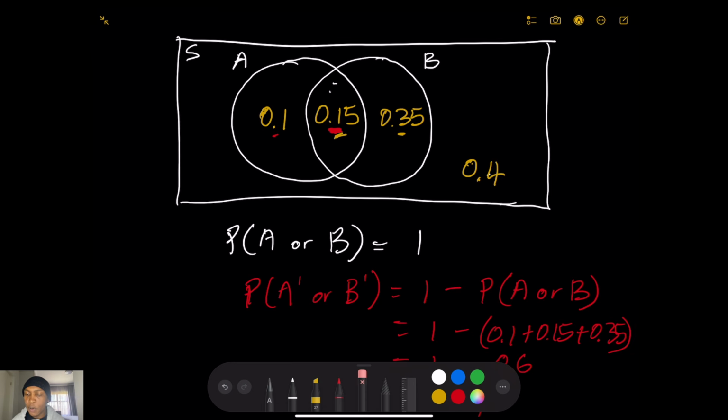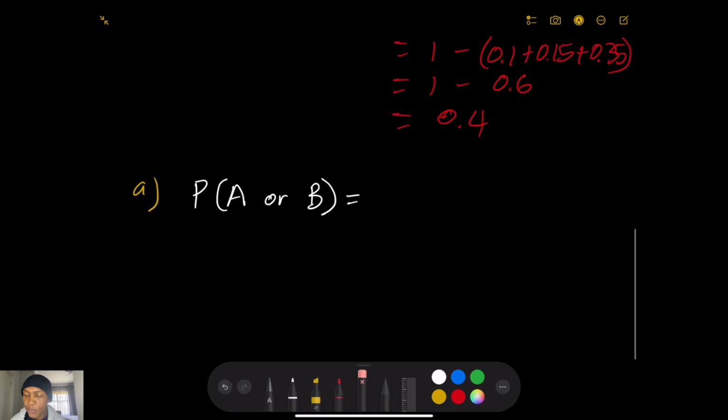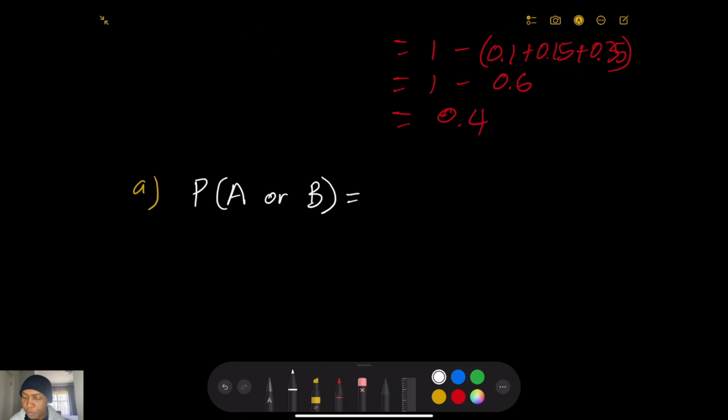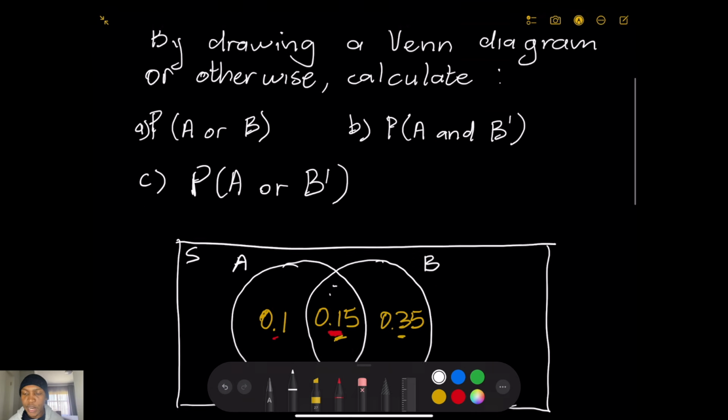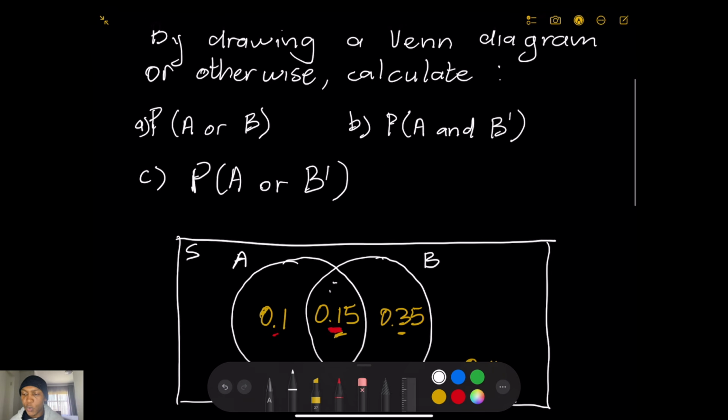So that would be 0.1 plus 0.15 plus 0.35. And of course, that would give us 0.6. Okay, so I hope that makes sense in terms of what we've already accomplished.